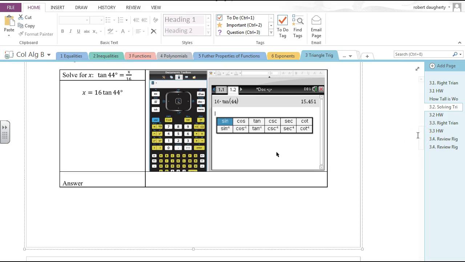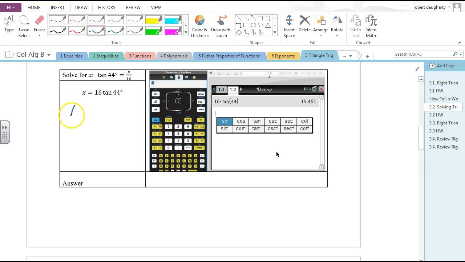Okay, so what we need to do now is solve certain equations with our calculator. So the tangent of 44 equals x over 16. If I want to solve this for x, my strategy is to get x by itself. What can I do to get x by itself in this first equation? Multiply both sides by 16. So here my answer is x is equal to 16 times the tangent of 44 degrees.